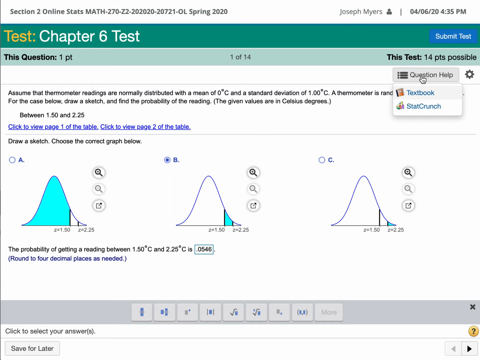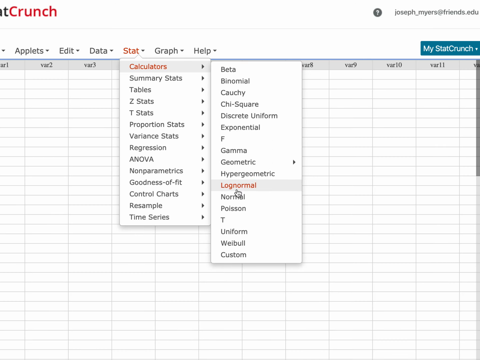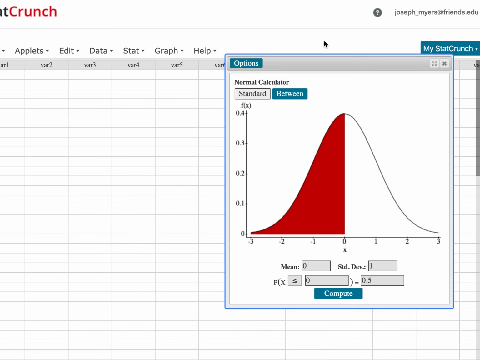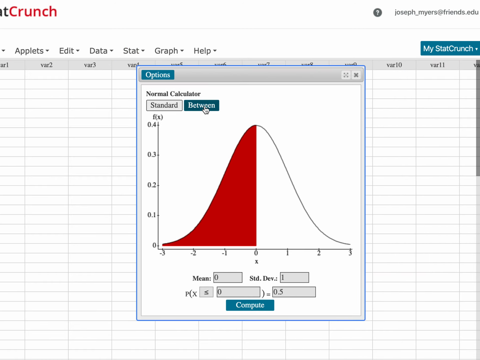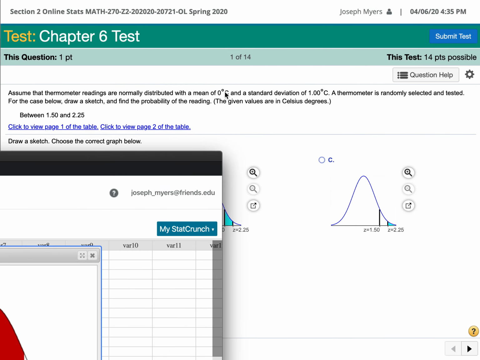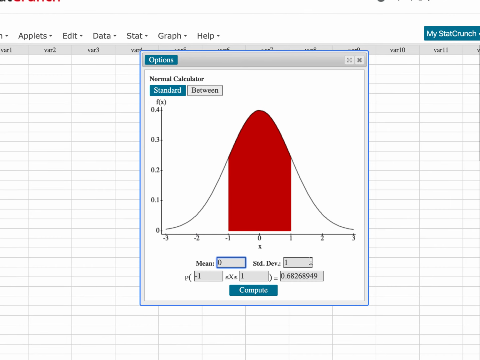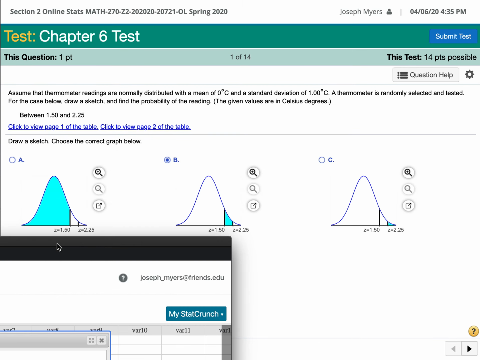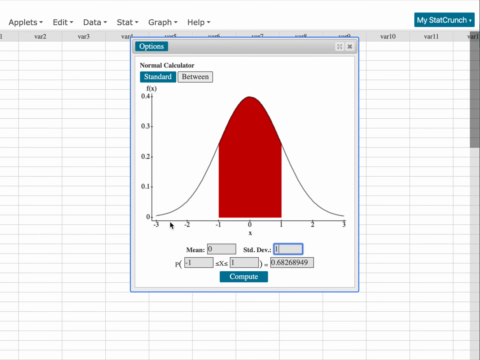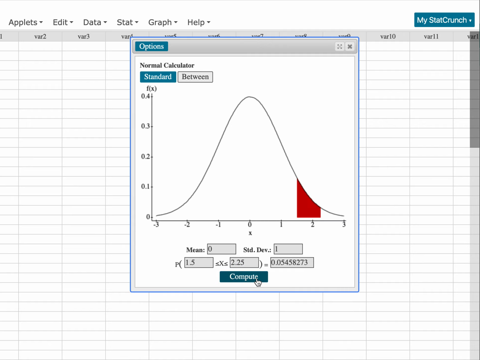Instead of that, we can click on programs like StatCrunch, and then we can click on Stats, Calculators, Normal. Click on that, and then we're going to click on the word between, and then we're just going to look at the original numbers. It says a mean of 0, standard deviation of 1. So make sure it already says that. Then find the value between 1.5 and 2.25. Then you click compute, and there we go.